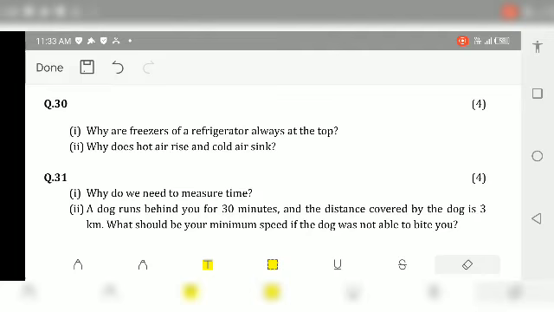Next, why are freezers of a refrigerator always at the top? Why does hot air rise and cold air sink? A freezer is always located at the top of the refrigerator so as to easily circulate the cold air downwards and keep the refrigerator cold. Cool air is denser than warmer air. Second question: why does hot air rise and cold air sink? Cool air is denser than warm air, so the cool air falls through the warm air. Warm air, being light, rises.